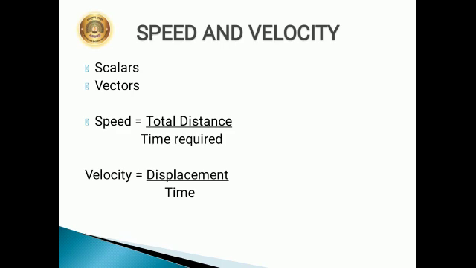Speed, we have already studied in the previous classes, is equal to the total distance upon time. Here we are going to consider speed as velocity, that is equal to displacement upon time. The distance travelled in a particular direction by an object in unit time is called velocity. The displacement that occurs in unit time is called velocity.